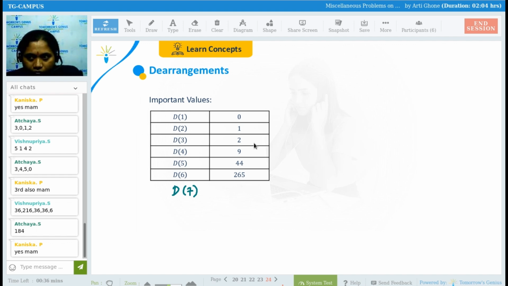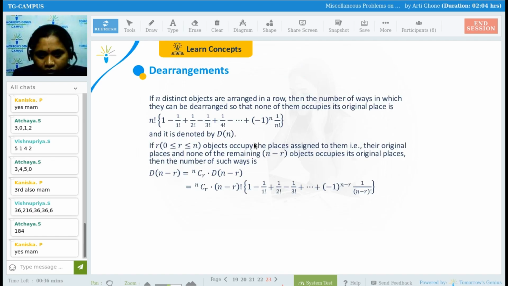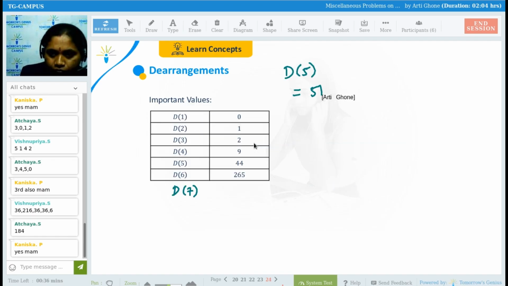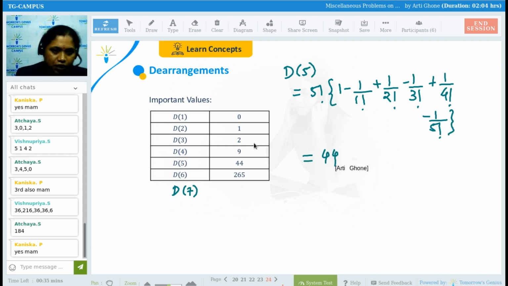Now this is the solution. If I go for D5, what is the answer of D5? With the formula, 5 factorial times the bracket, this is how the formula comes. After solving you will surely get the answer 44.